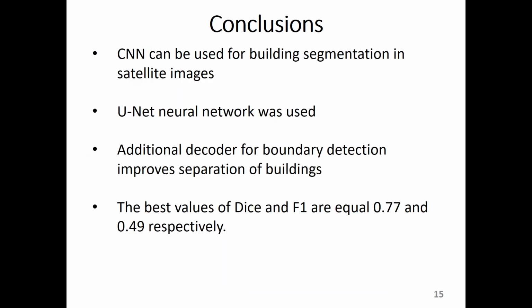To conclude, it's claimed that CNNs can be efficiently used for building segmentation on aerial photos. Therefore, a U-Net with two encoders was modified by adding the second decoder for boundary detection. To evaluate the quality of developed algorithm, dice coefficient and F measure were chosen. After training and testing, the highest value of dice was equal to 0.77 and value of F measure was equal to 0.49.